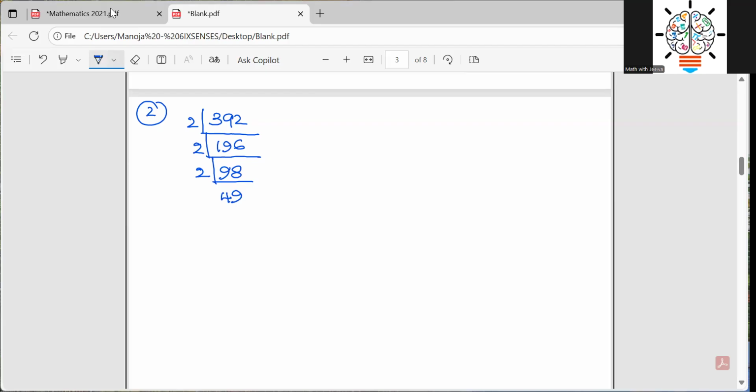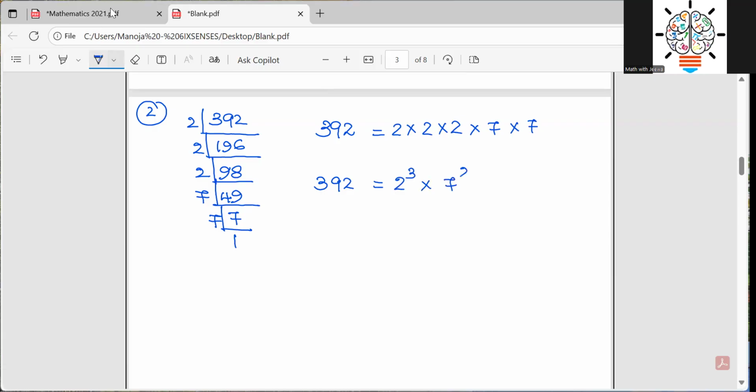It gives me 49. And then I cannot divide this by 2, 3, or 5. Then I get the next prime number 7. 7 times 7, and 7 times 1. So then I can write 392 like this: 2 times 2 times 2 times 7 times 7. So then 392 is 2 to the power 3 times 7 to the power 2. Okay, that is how we can write.